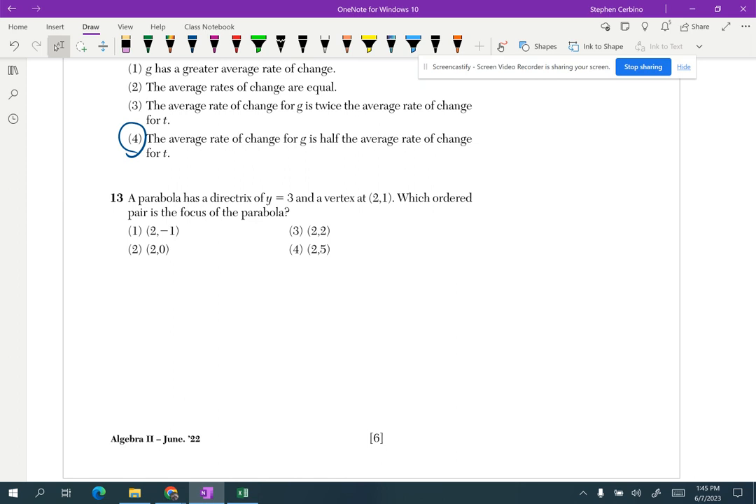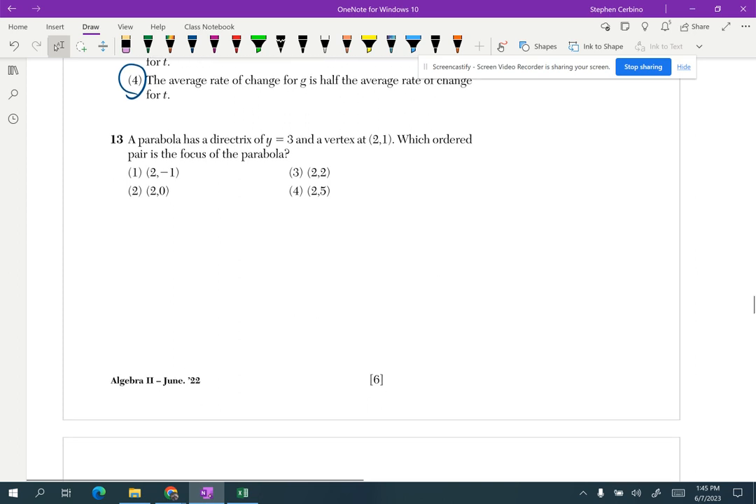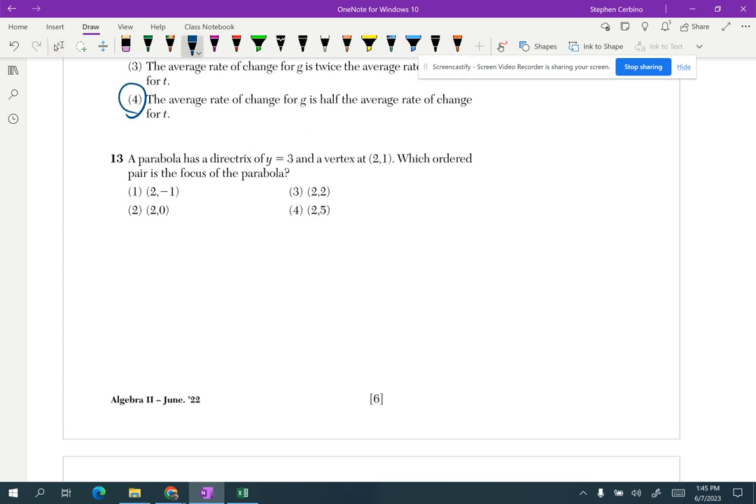Focus and directrix, we might not have done yet in class, but if we did, we should have been able to do this one. First thing we want to do is make a sketch. So we're going to write y equals 3. That's our line. (2, 1) is our vertex, meaning this parabola is going to open down because it always opens away from the directrix. And the focus is going to be inside that, equidistant from the directrix.